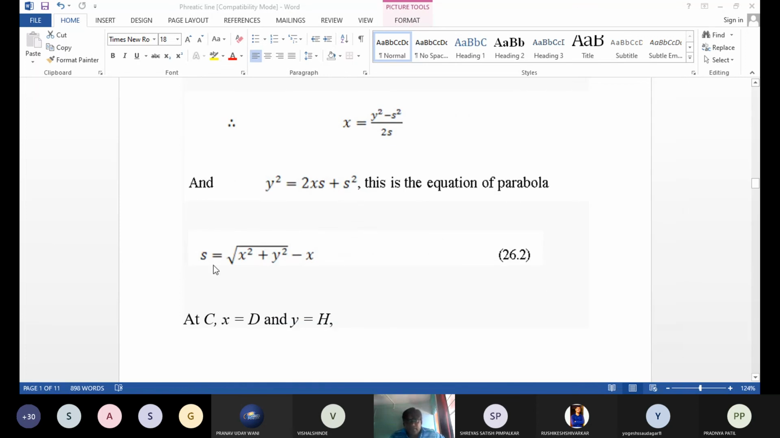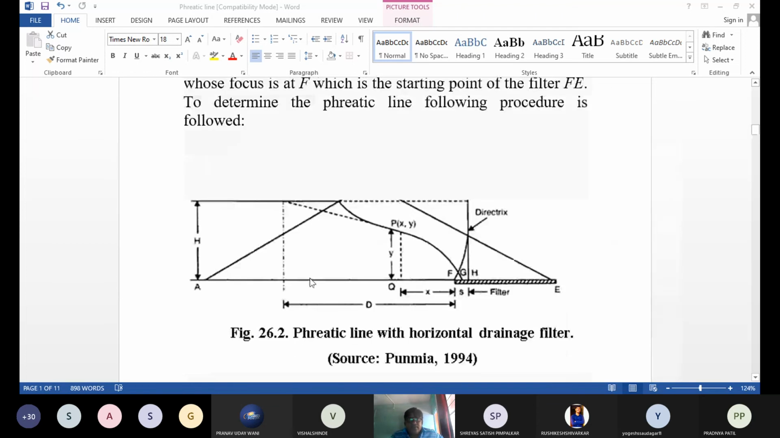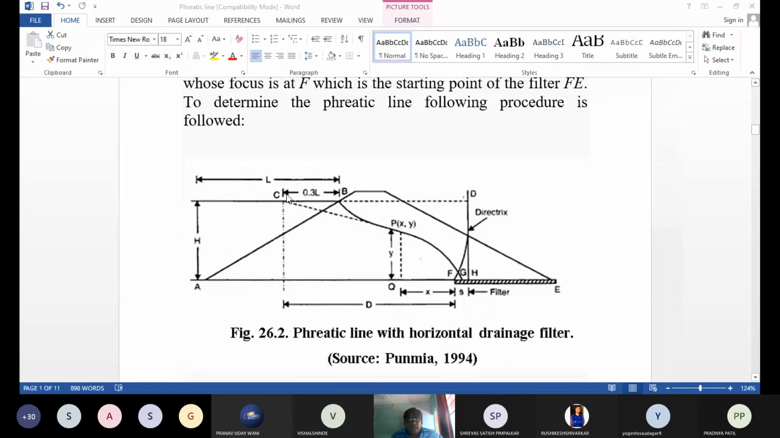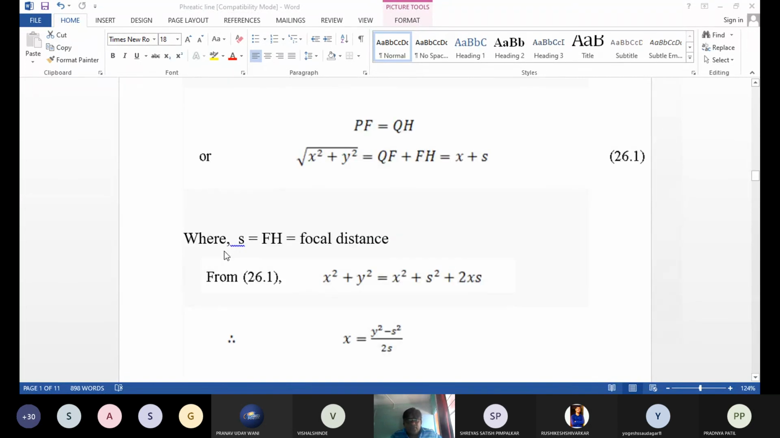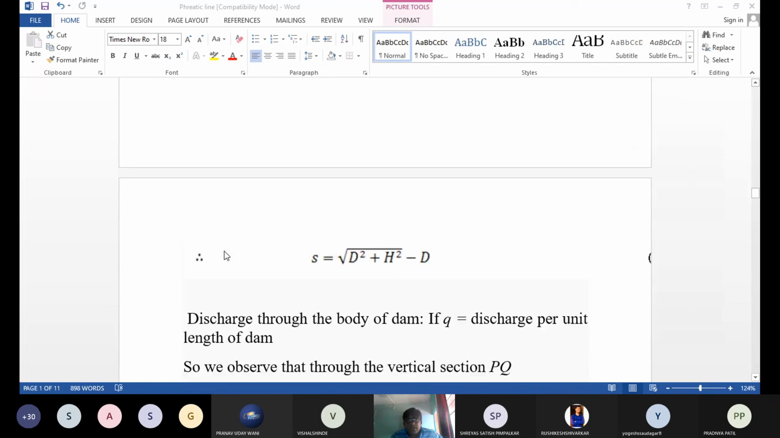You can find out the focal distance s, that is s is equal to square root of x square plus y square minus x. If at point C, x is equal to d and y is equal to h, that is the upstream point C. This point C is located over there, and the horizontal distance is d from the focus point, and the vertical distance is h. So then how to locate this point? You have to look at these equations, and s is equal to square root of d square plus h square minus d.